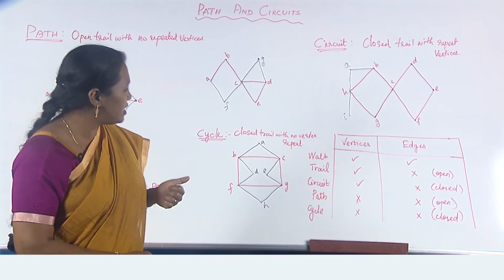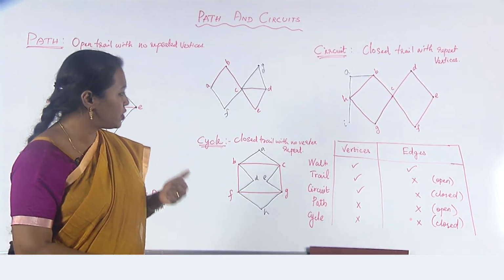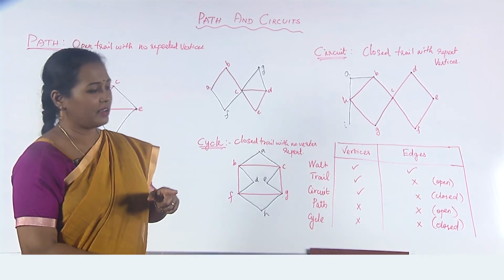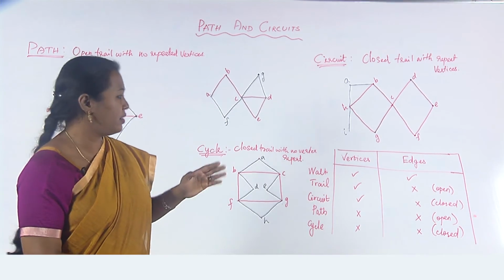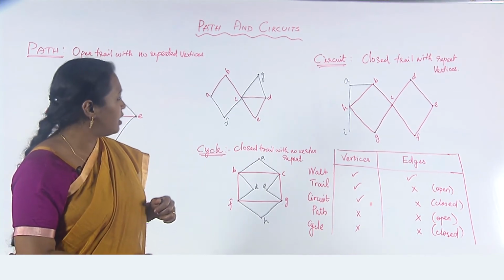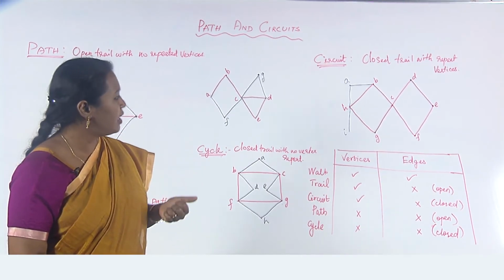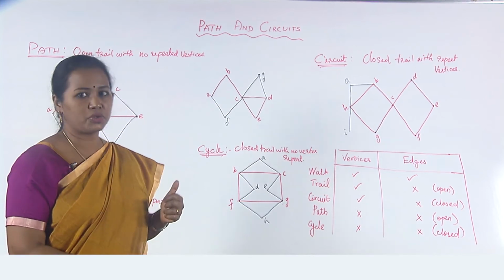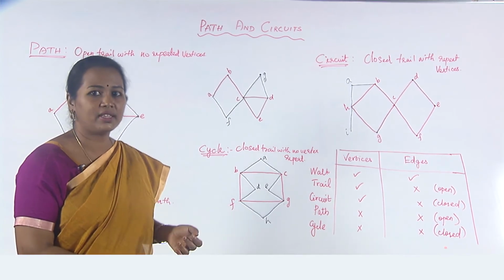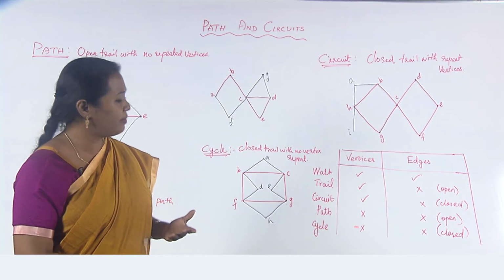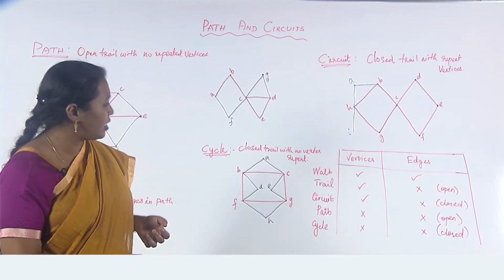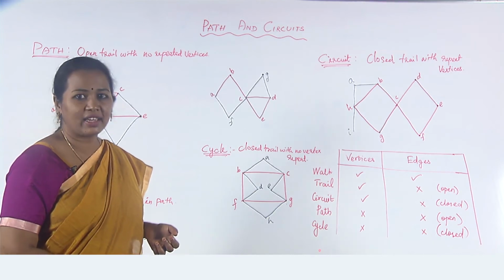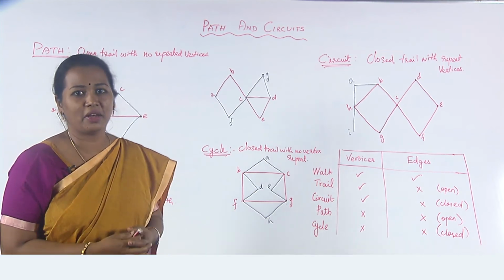Path, the vertices are not repeated, edges are also not repeated, but it is open ended, which means the starting and the ending points are not the same, they are very different. And cycle, here vertices are not repeated, edges are not repeated, and it is closed. The starting and the ending points are the same. So you can keep this table in mind in order to understand the definition of walk, trail, circuit, path and cycle. I hope things are clear now.